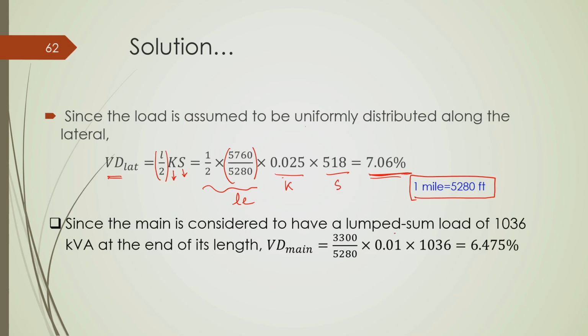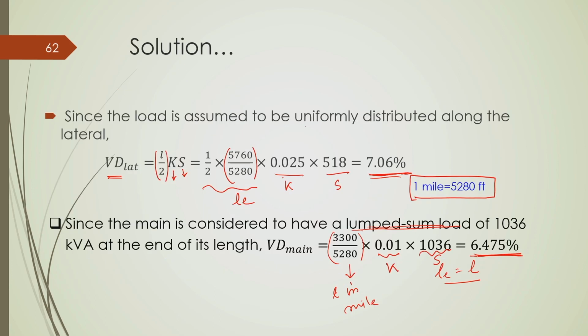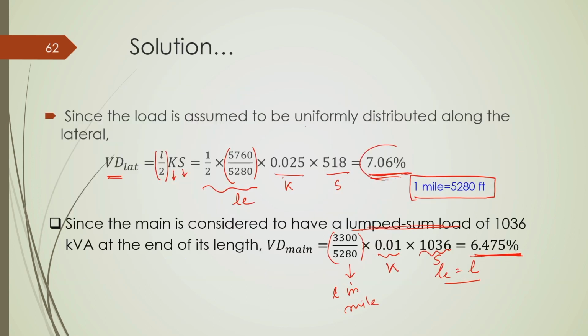Now, for determination of voltage drop at the main feeder, which has lumped load, we know that for lumped load the effective length is equal to the actual length. So, this is L in mile, this is the value of K and this is the value of the load it is serving, that is S. If you multiply these three, we will get the voltage drop at this point B. That means from the substation to B, we get a voltage drop of 6.475%, and from the main feeder to the laterals, from B to A dash, the voltage drop we got as 7.06%.